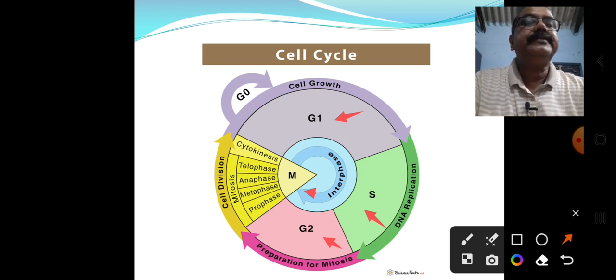The synthesis phase includes synthesis of DNA and other proteins. In the G2 phase, the cell continues to grow and makes itself prepared for the cell division. The M phase or mitosis phase or cell division phase includes prophase, metaphase, anaphase and telophase. At the end of telophase, the cytoplasm division takes place, which is known as cytokinesis.